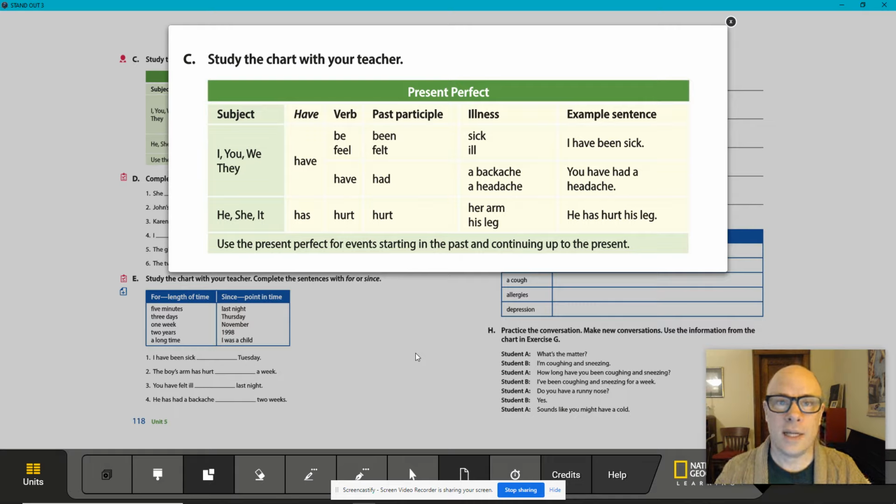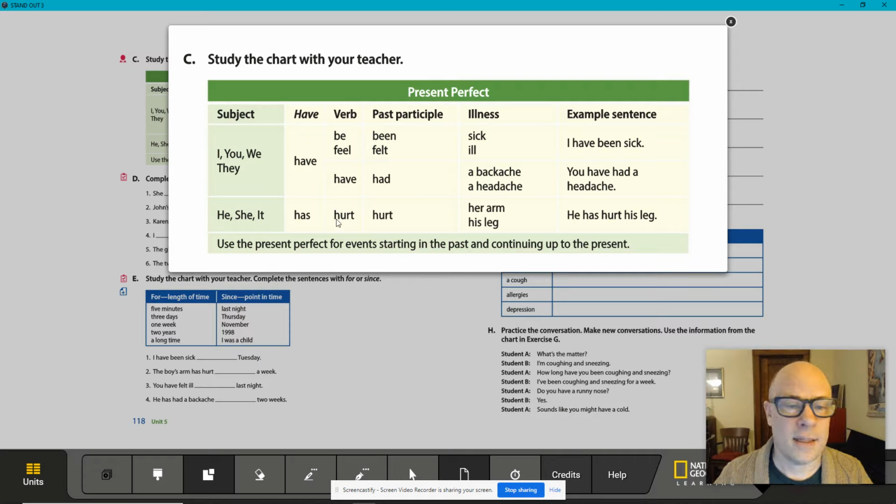For instance, the doctor might ask you, "How long have you been sick?" And you would answer, "I have been sick since last week," or "I have been sick for 7 days," right? So the subject plus have, and then the past participle form of the verb plus the illness in that case.